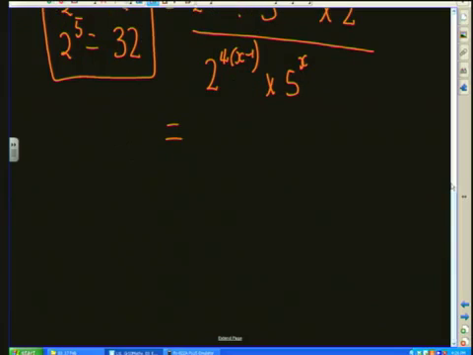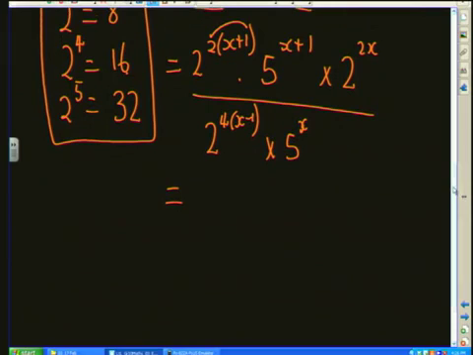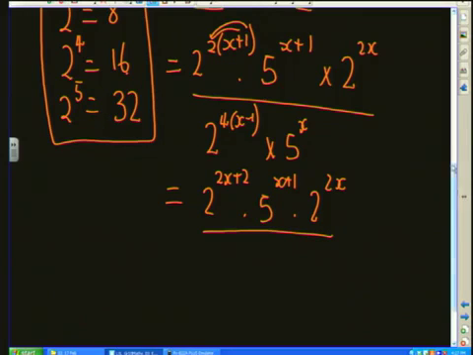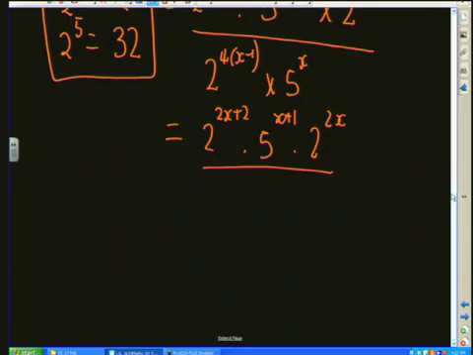So we're going to end up with, timesing the 2 into the bracket, we'll get 2 to the power 2x plus 2 times 5 to the power x plus 1 times 2 to the power 2x. And I'm putting in extra steps because I want to go through it in detail, especially for you guys who may still be a little bit confused with this section. At the bottom, I'm going to get 2 to the power 4x by distributing the 4 into the bracket, minus 4 times 5 to the power of x.